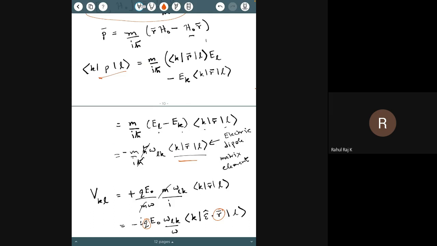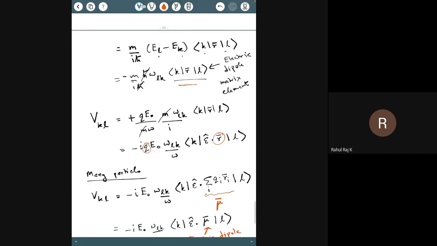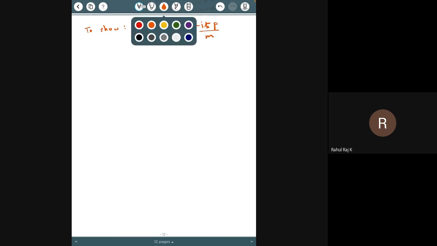So I use the commutator relation of R and H0. It is quite straightforward to show this relation, but for completeness, and also in case I forget later, I will derive it over here to show that H0 R is equal to minus iħ P by m. So I'll just do it for one direction.